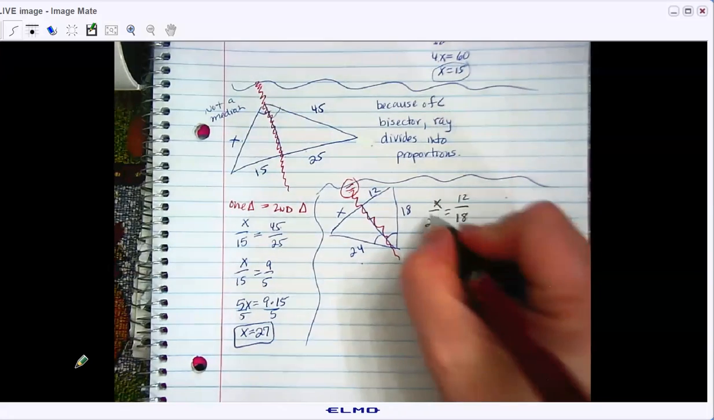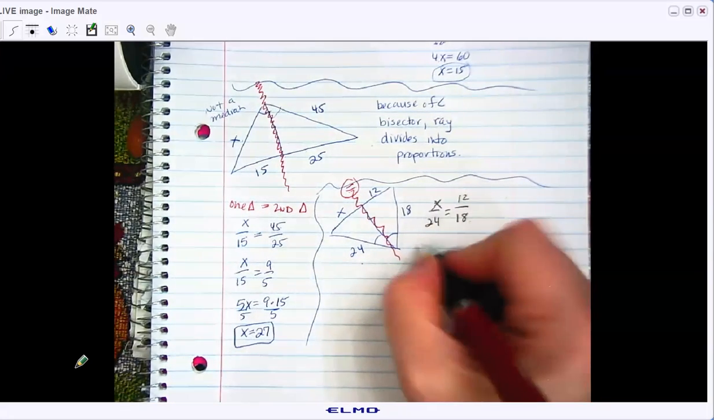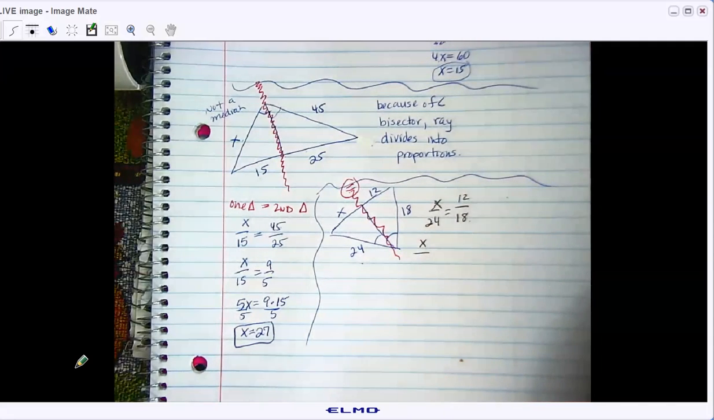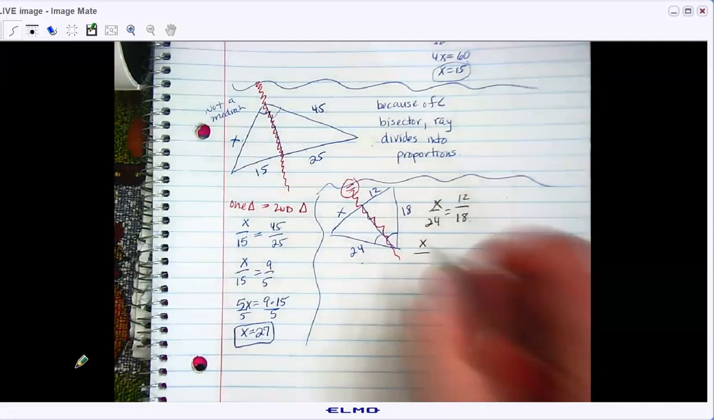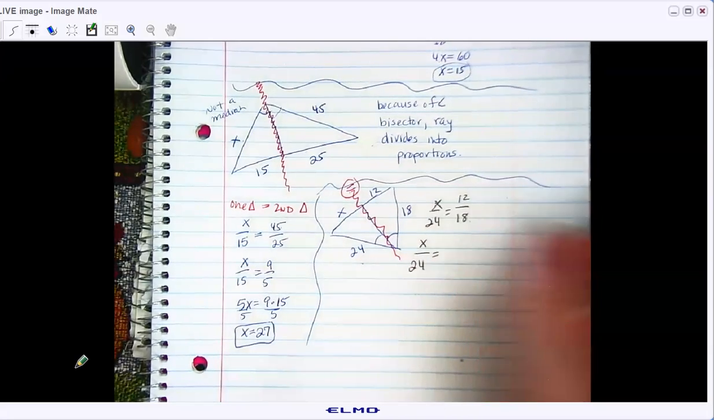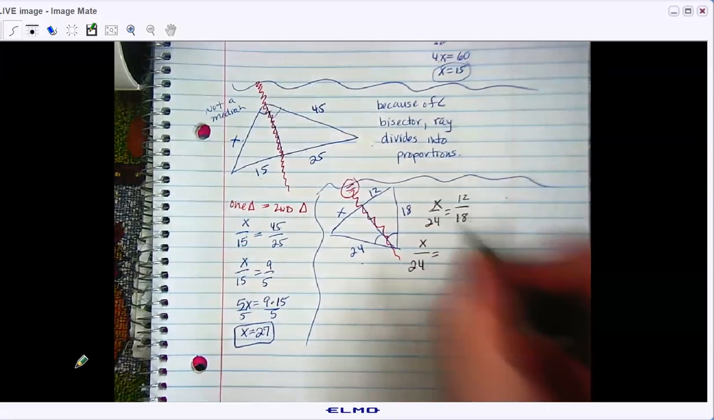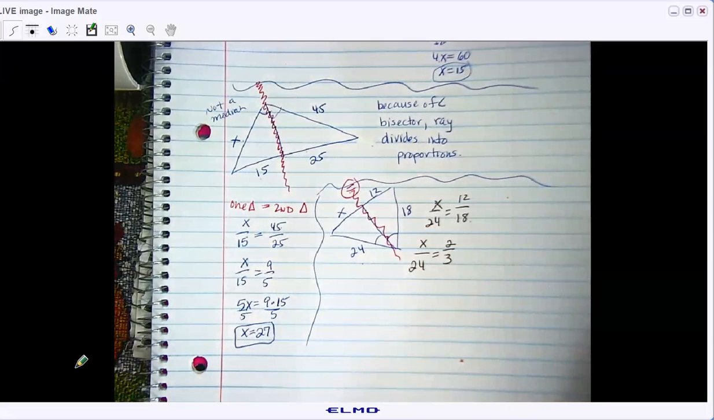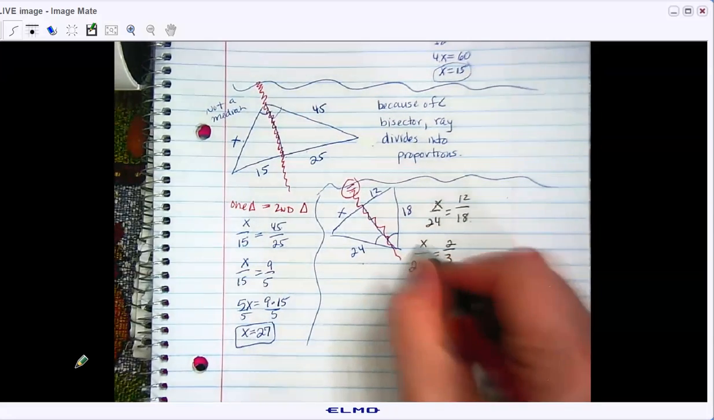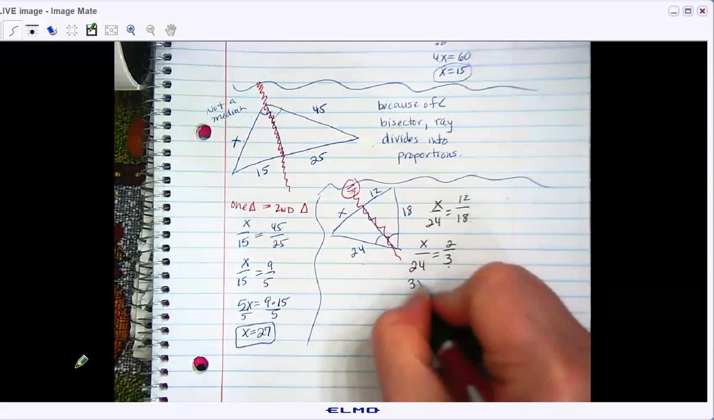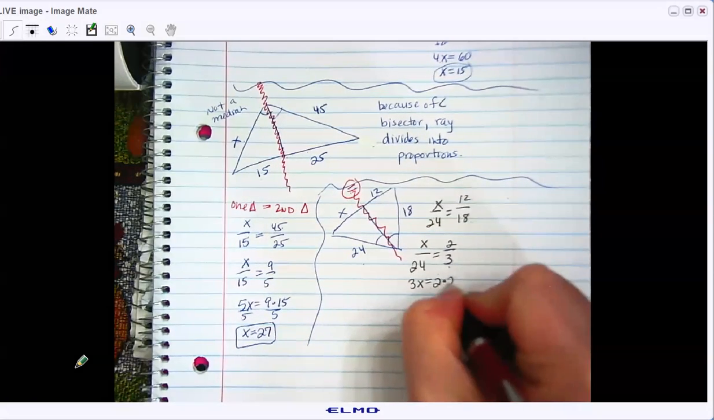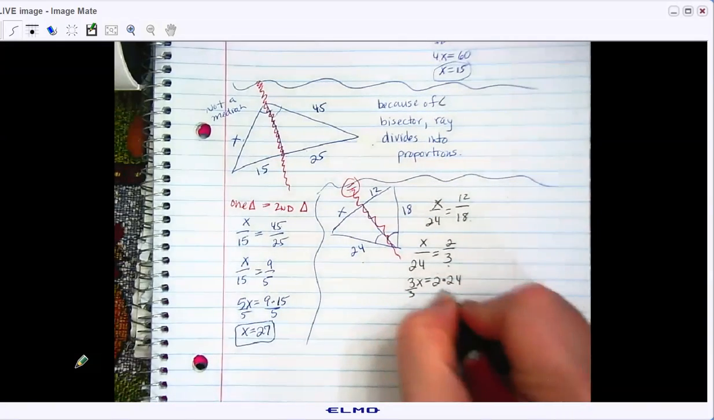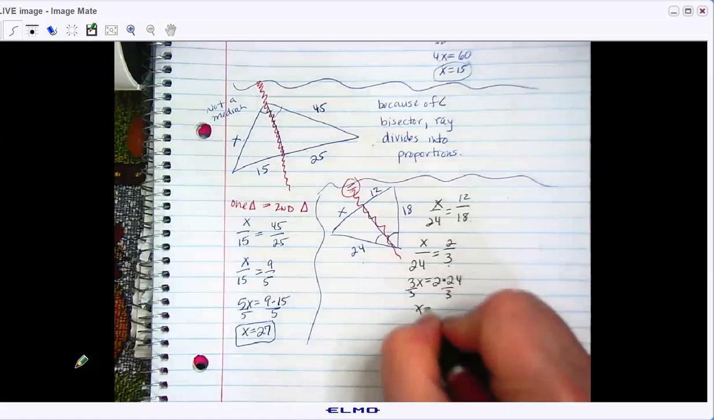So let's go ahead and reduce this one. The answer in the chat box that you just put in is not quite right. Let's try again. So x over 24, reduce these by 6. You get 2 over 3. So cross multiplying, I get 3x is equal to 2 times 24, which would be 48. Dividing both sides by 3, you get x equals 16.